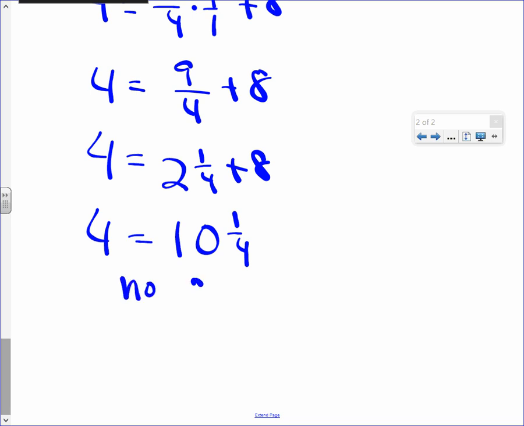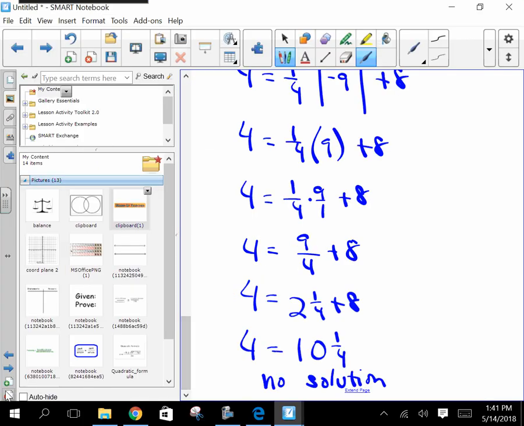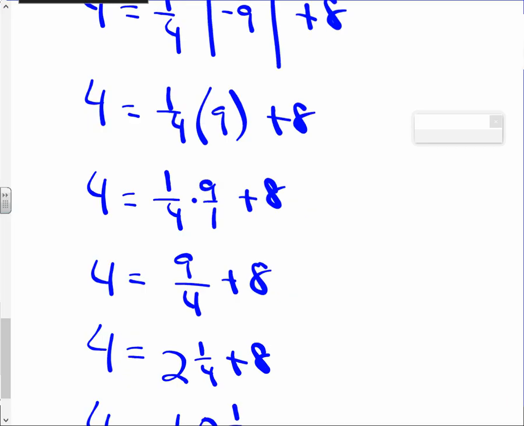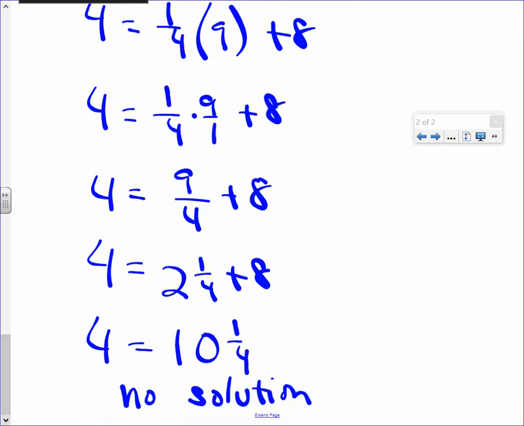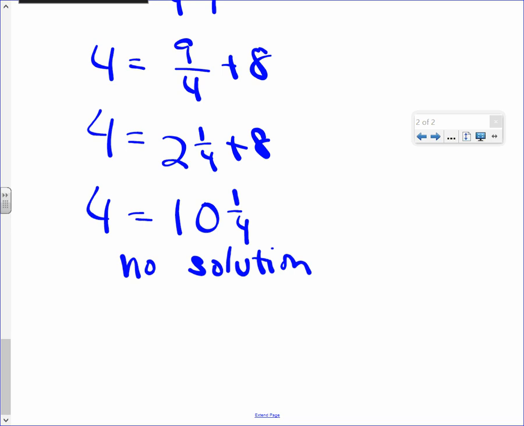4, watch this, equals 9/4 plus 8. Well, how about this? Let's take 9/4 and turn it into a mixed number. How many times does 4 go into 9? 2. How many left over? So 2 1/4 plus 8. If I have 2 1/4 cookies plus 8 cookies, how many cookies do I have total? I have 10 and a 4th.